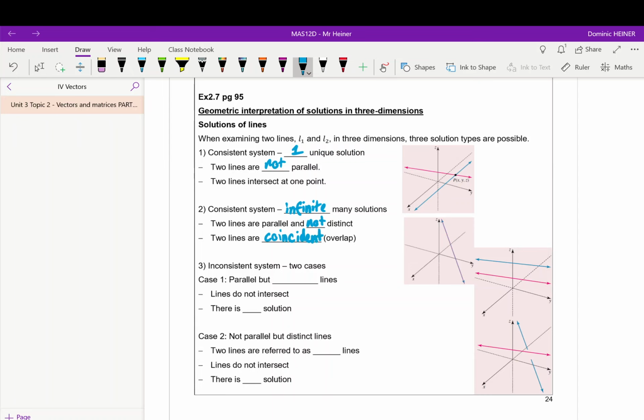The third and final case can be split into 2 parts. So these are inconsistent systems, which means there are no solutions. You can have the case where the lines are parallel but distinct. The lines do not intersect and there is no solution.